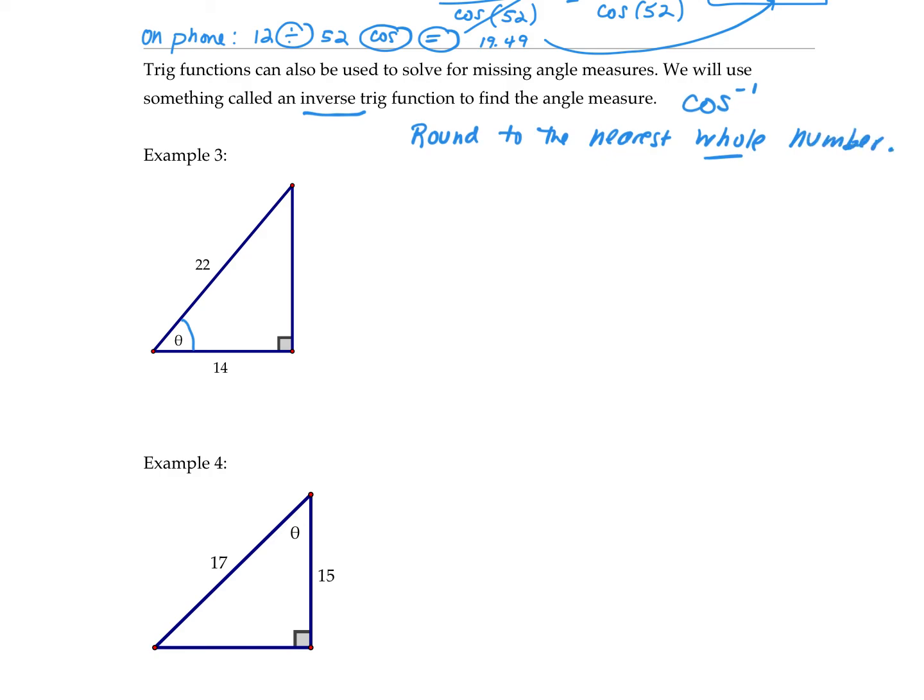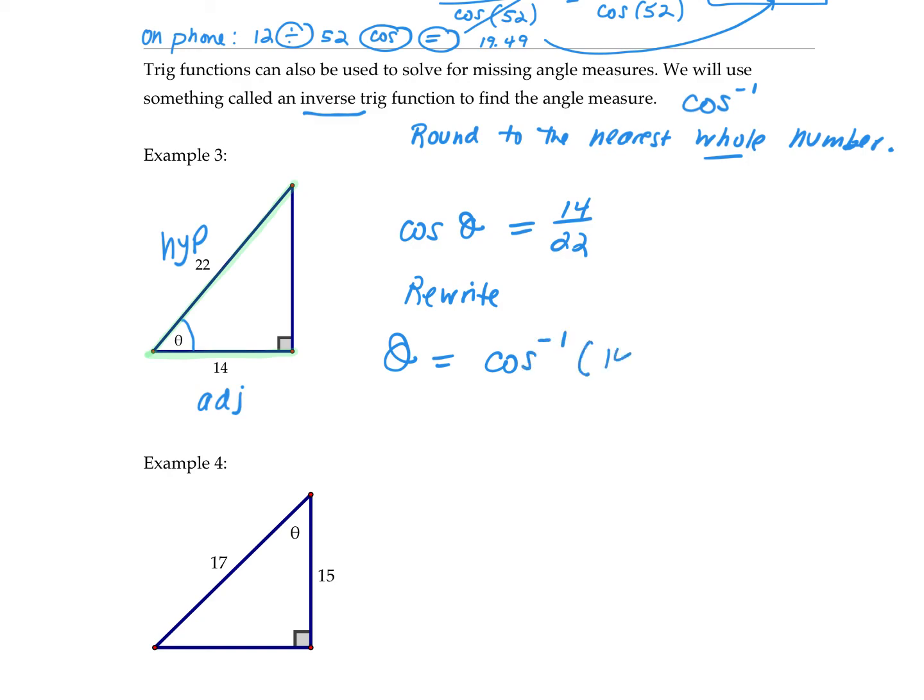Okay, so for example 3, check out my sides. 14 is the adjacent side. Okay, 22 is the hypotenuse. So we can set it up, cosine of our angle theta equals 14 over 22. So we have to do a total rewrite when we're solving for an angle. So it becomes theta equals the inverse cosine, cosine -1 of 14 divided by 22. Now you could reduce that fraction, but you don't really have to.